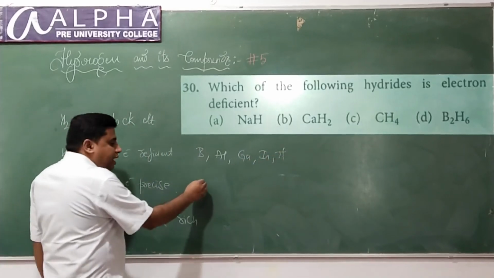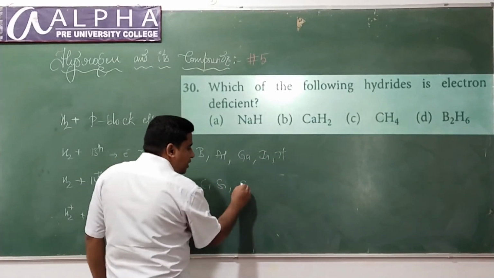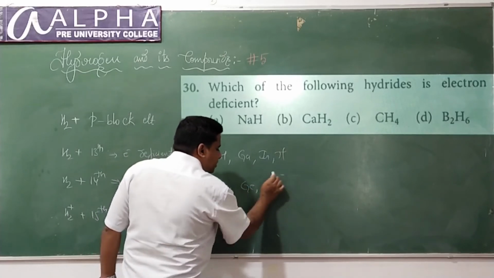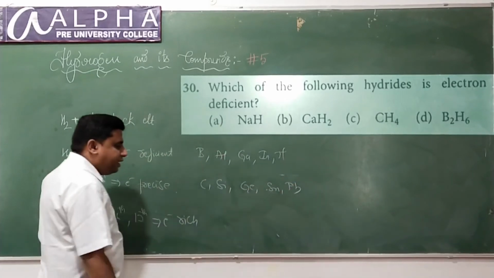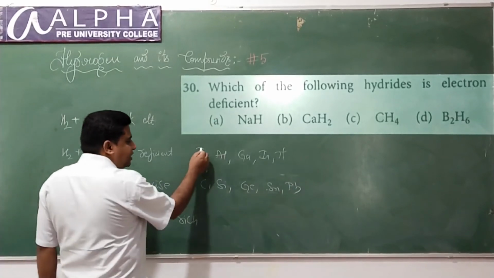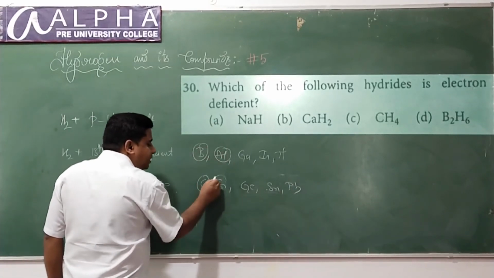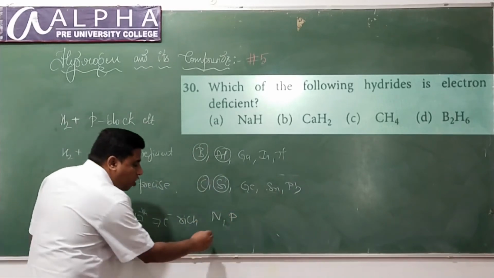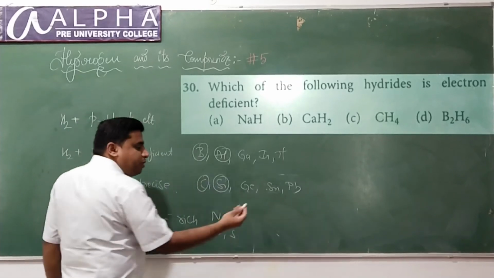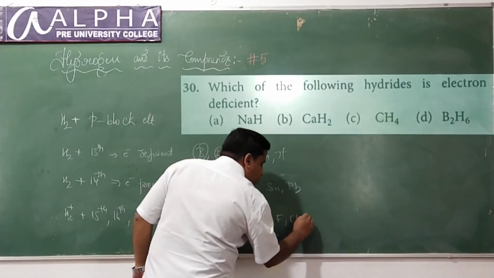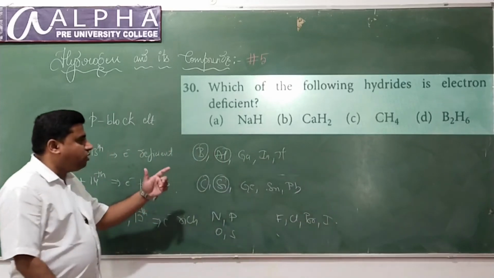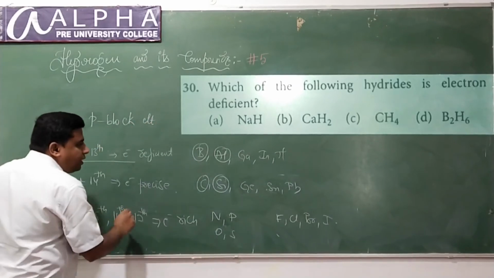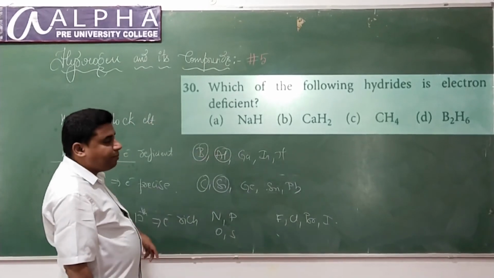14th group elements: carbon, silicon, germanium, tin and lead. So you just remember these examples at least: boron, aluminium, carbon, silicon. In 15th group, nitrogen, phosphorus. In 16th group, oxygen, sulfur. In 17th group, halogens: fluorine, chlorine, bromine, iodine. That's it. At least remember all this. Now he's talking about electron deficient. Electron deficient means 13th group, which means either boron or aluminium. Now, where is the answer?